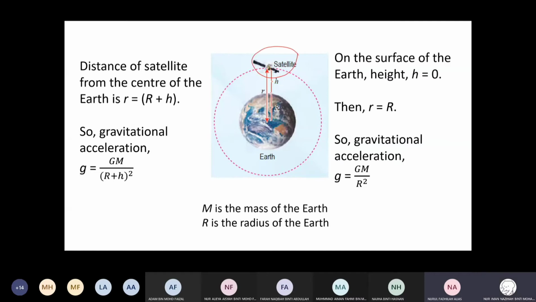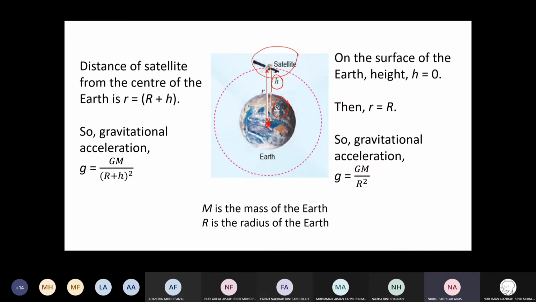Okay, so from here we see that distance of satellite from the center. What's the distance of the satellite from the center of the Earth? Nampak kan? So the distance is h plus r. So what is h? H is height. Height ataupun distance from the satellite from the surface of the Earth. Okay, and then what is r? R is radius of the Earth. Okay, and then from there we get the answer.